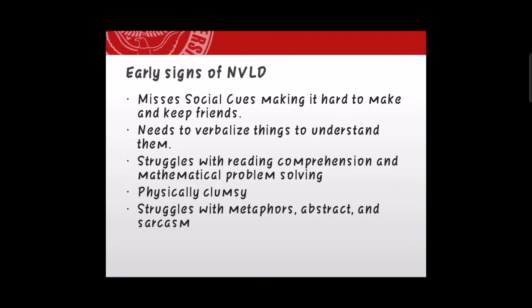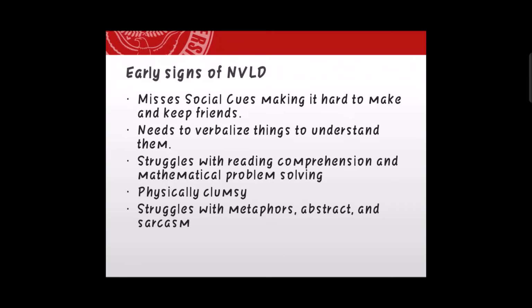The third is struggles with reading comprehension and mathematical problem solving. So they find it hard to understand what they read and understand the formulas of a mathematical problem. Next is they are physically clumsy. They are physically clumsy because when they hold things, they always drop it and they always get in the way and they always bump into things. They don't have awareness of the things around them.